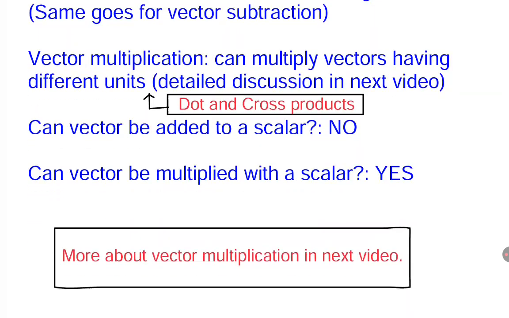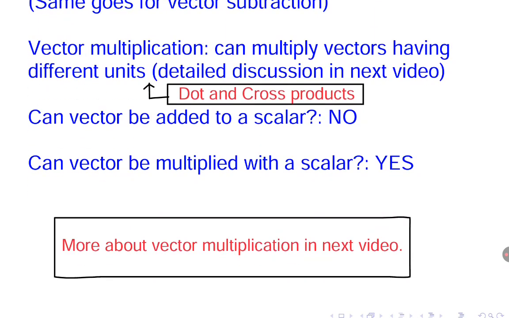Can a vector be multiplied with a scalar? Yes, a vector can be multiplied with a scalar. Basically, when you multiply a vector with a scalar, you multiply each component with the same scalar.